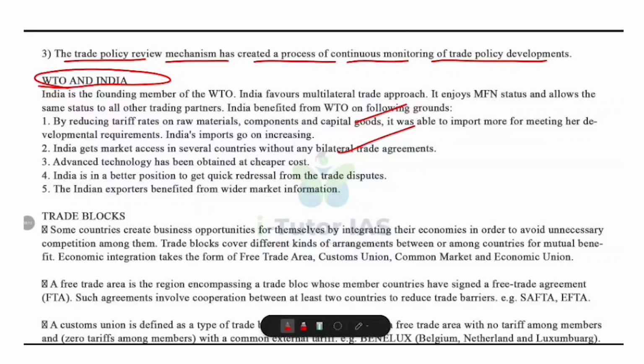And third one, access to advanced technologies. WTO membership enables India to import modern technology at cheaper cost, helping industries to improve productivity and competitiveness. Then, quick dispute redressal. That is, India can use the WTO's dispute settlement body to resolve trade disputes more quickly and fairly, ensuring protection of its trade interest. And the last one, information advantage for exporters. That means Indian exporters benefit from greater access to global market information, helping them expand exports and compete internationally.